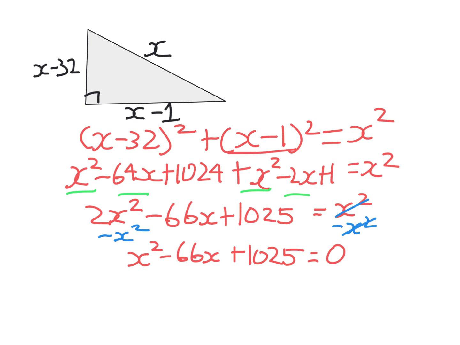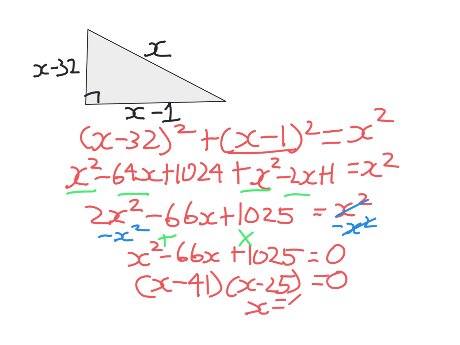So the two numbers that multiply to this and add to this, it turns out, will be negative 41 and negative 25. So there are our options here. So two solutions. If the first bracket equals 0, x is 41. Second bracket equals 0, x is 25. Now just have a think about whether these solutions are possible. 25 isn't possible because that would mean this side is negative 7, a negative. So we'll cross that out. Our solution must be 41.